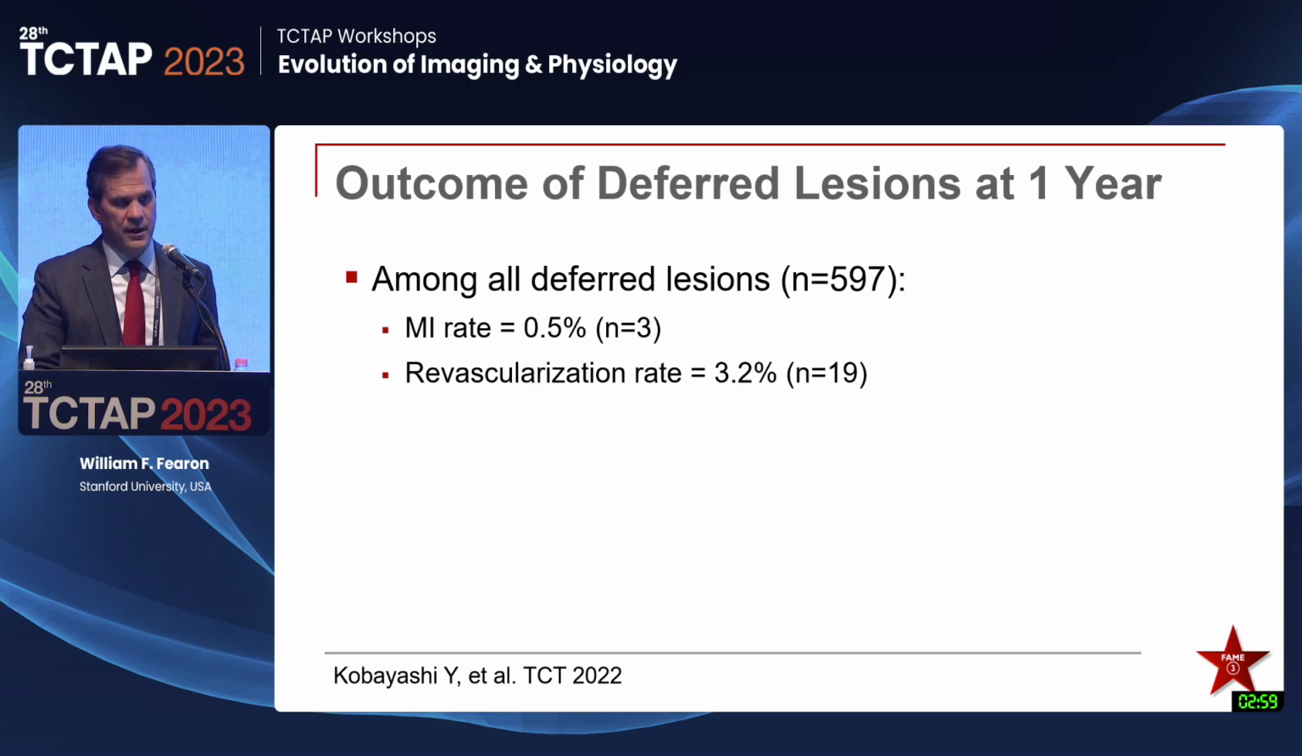Now, another question that comes up is, what about those deferred lesions in, say, the low functional syntax group? Are they going to come back to haunt you? But what we saw was that the MI rate in these about 600 deferred lesions was only 0.5% at 1 year, and the revascularization rate of those lesions was quite low as well.